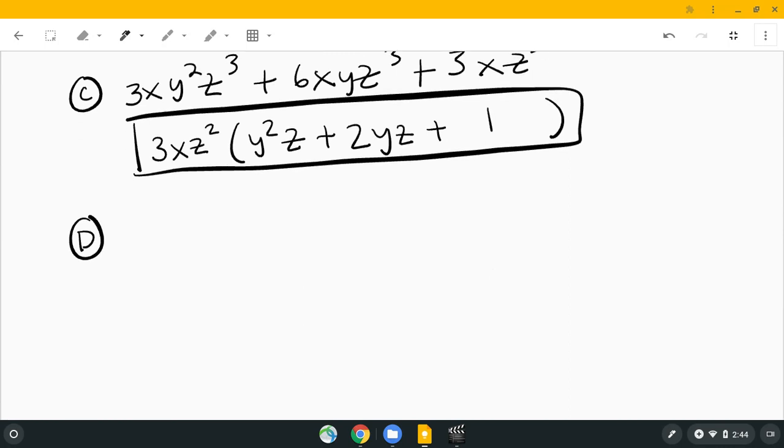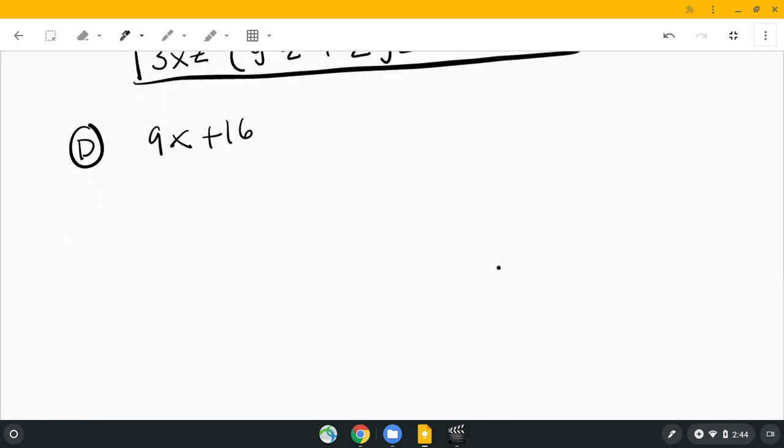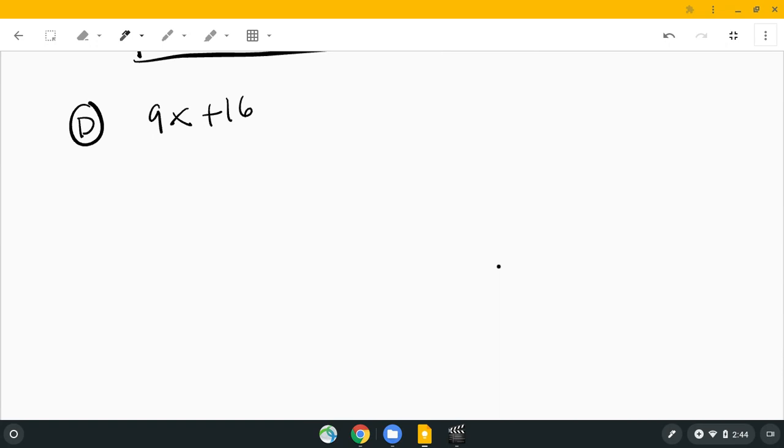What about this one? What if I have this? Do they have anything in common? Did you say 3? They don't have 3 in common. Okay, they don't have anything in common. So we say this is prime.